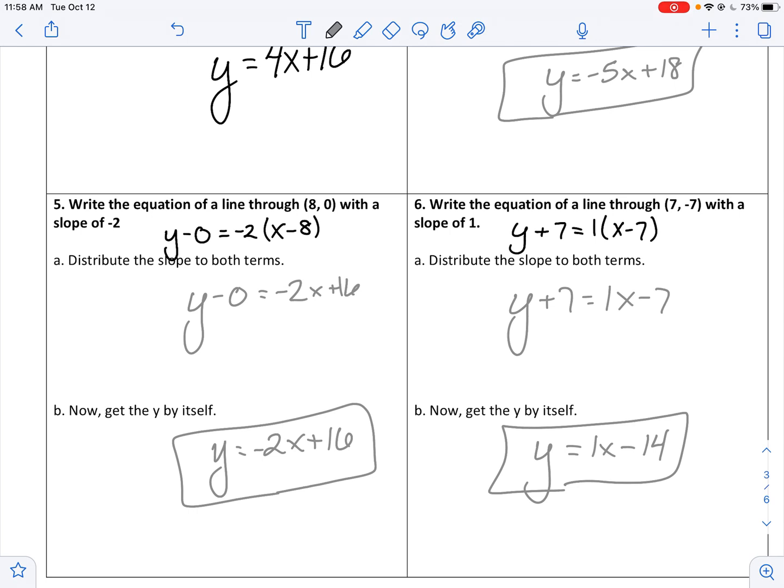So that's how to write in point-slope form and how to convert into y-intercept form.